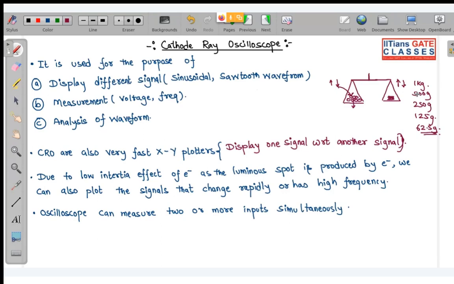Now, inertia is caused due to what? It is caused due to the mass of the body. Okay, mass, not weight. Mass of the body.